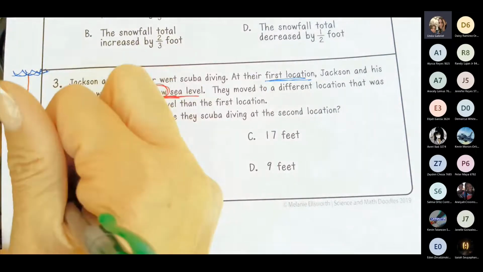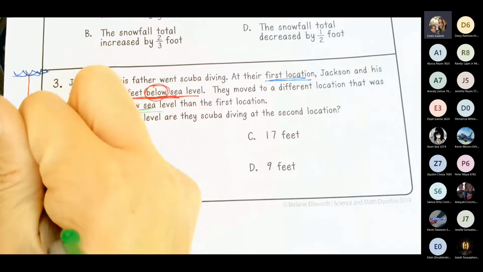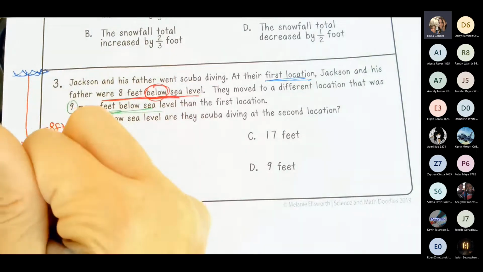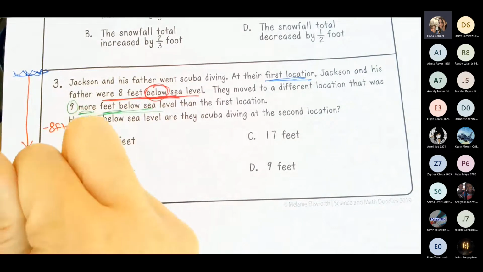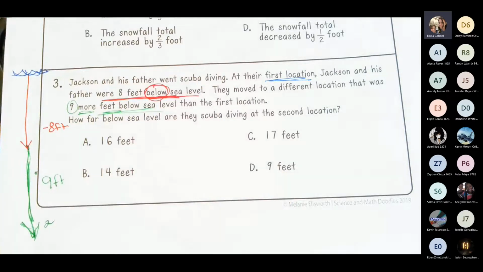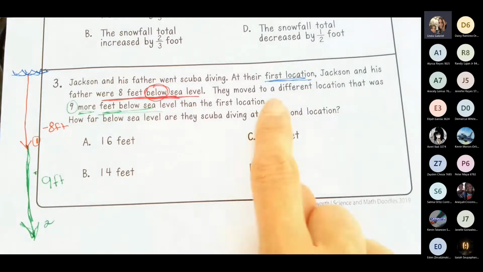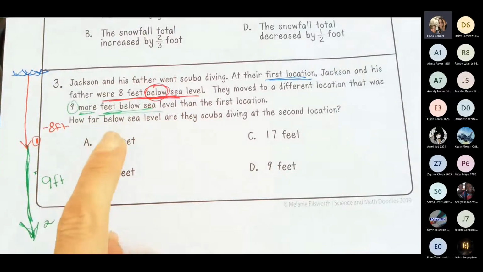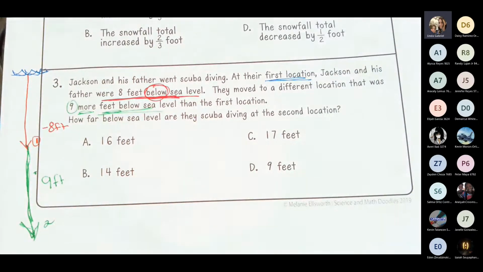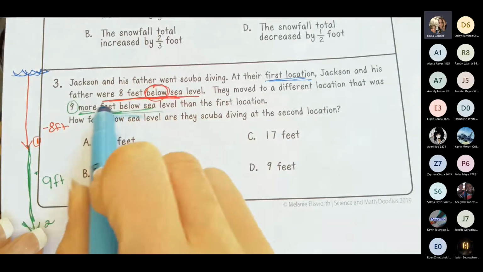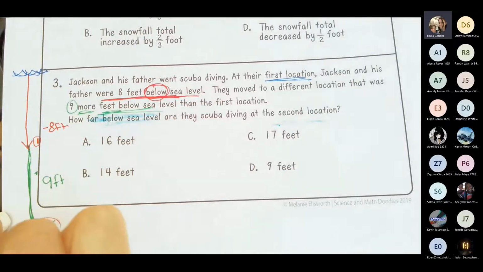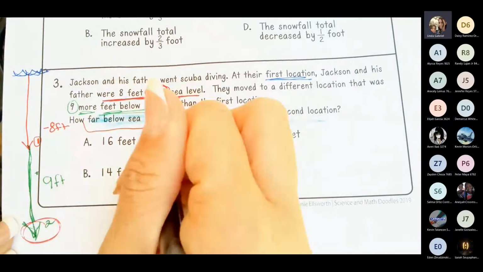I have 9 more feet, right? I increase my downness by 9 feet, right? So here's my second location right here. Location number 2. This was location number 1. So they moved to a different location, 9 more feet below sea level than the first location. So how far below sea level are they scuba diving at the second location? So at my second location right here, how far below sea level am I?